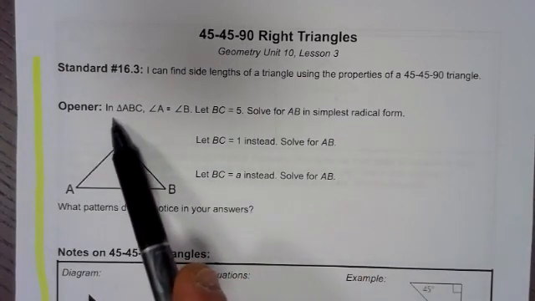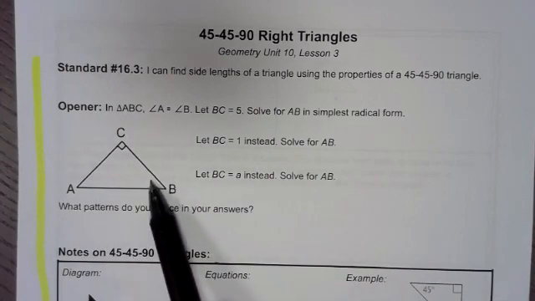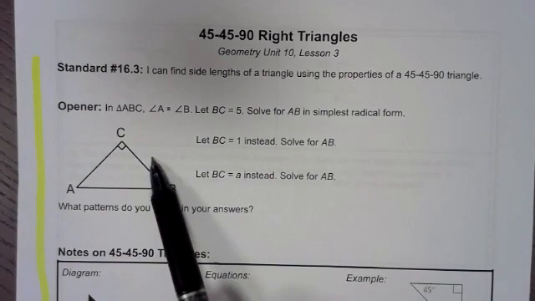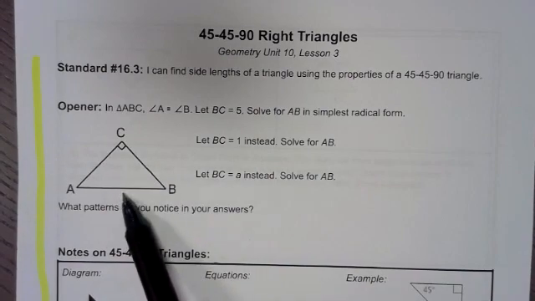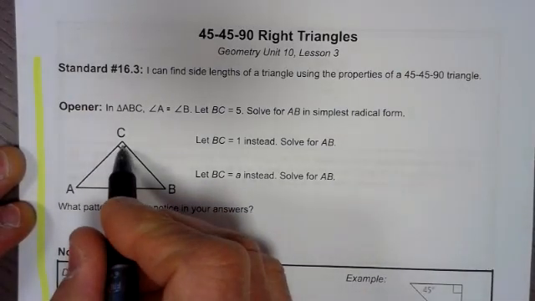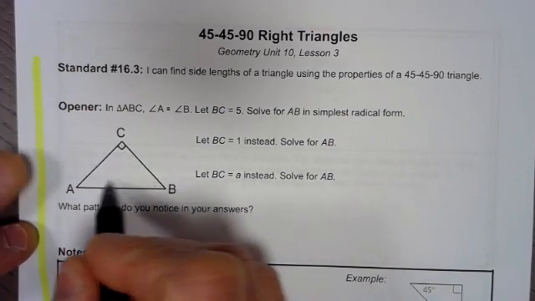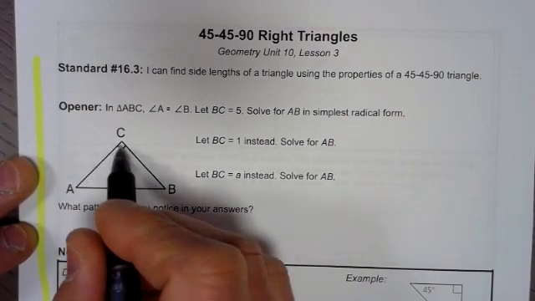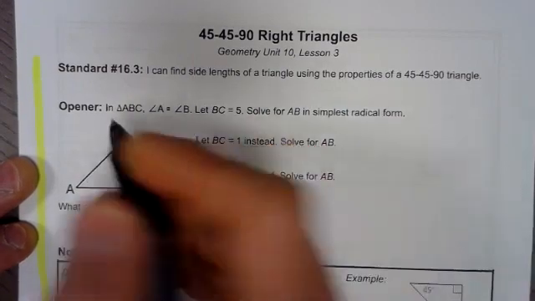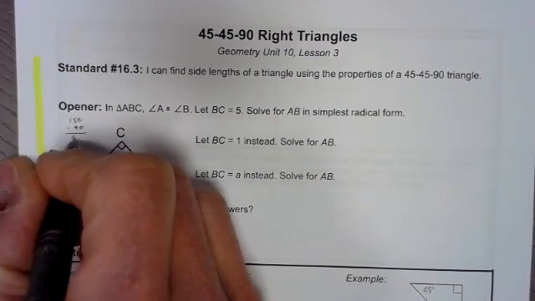All right, now in the opener we have triangle ABC where angle A is equal to angle B. We know that BC is equal to 5 and we're asked to solve for AB in simplest radical form. So let's take a look at this particular triangle here. If this is 90, we know that all three angles in a triangle add up to 180. So 180 minus 90, as you remember, is 90.